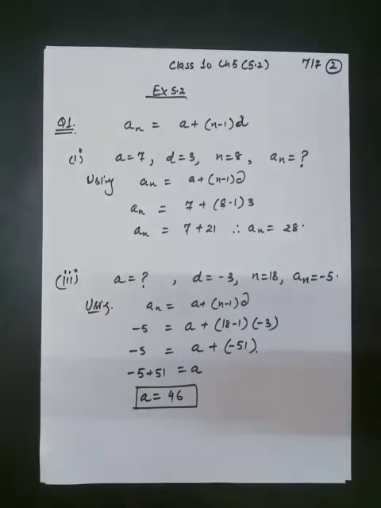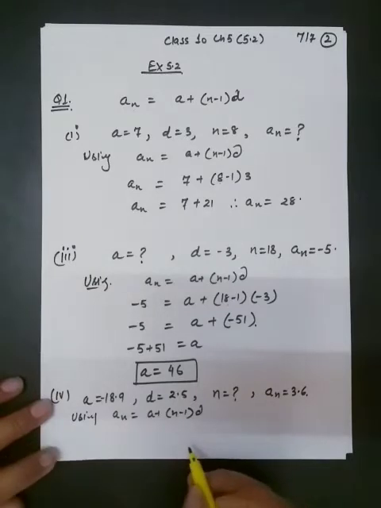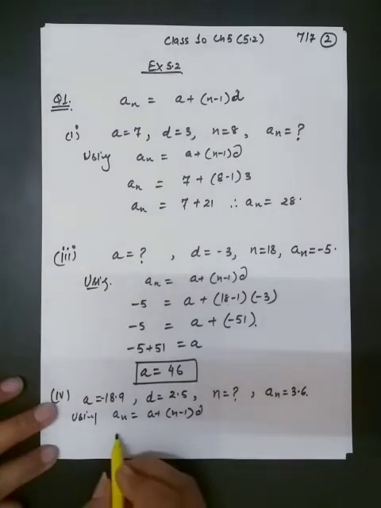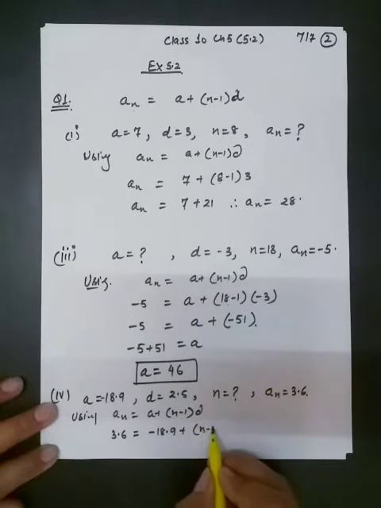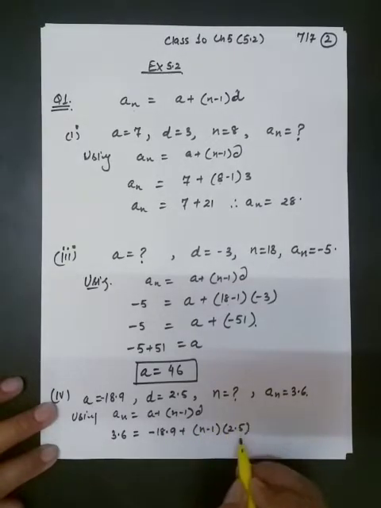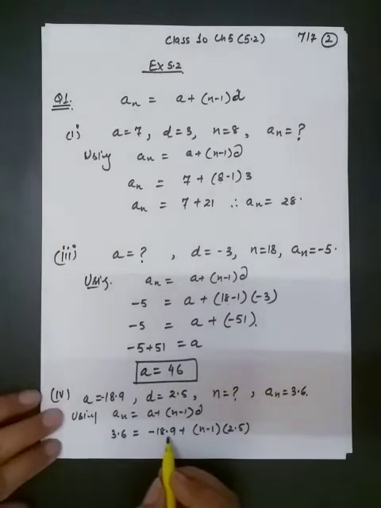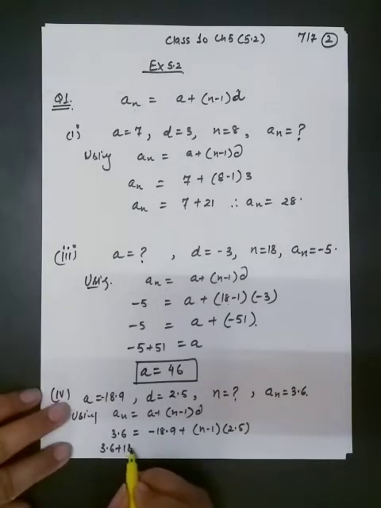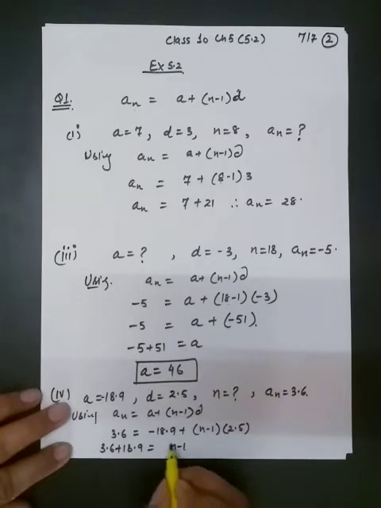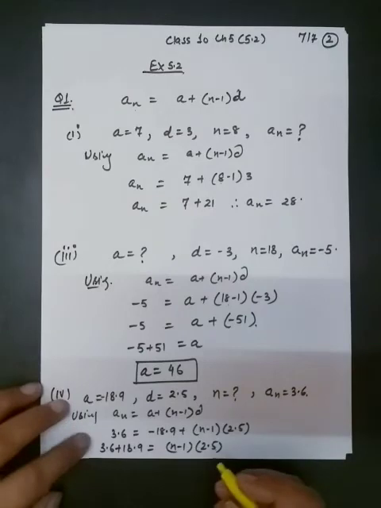Now part number 4. Again in part 4, using formula an is equal to a plus n minus 1 into d. Here an is 3.6, a is minus 18.9 and n is not given and d is 2.5. What we have to do to solve it? First of all, we have to shift minus 18.9 to our left hand side, and it will be 3.6 plus 18.9 is n minus 1 into 2.5. No need to multiply 2.5 by n minus 1.